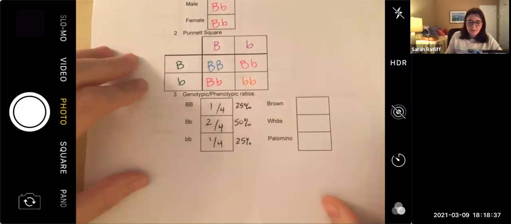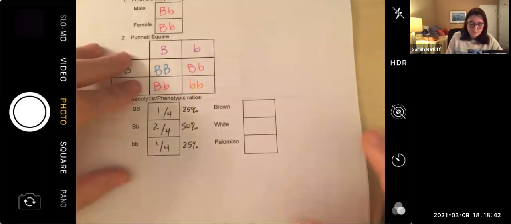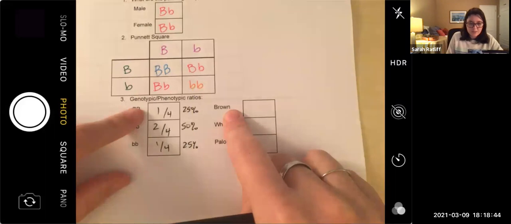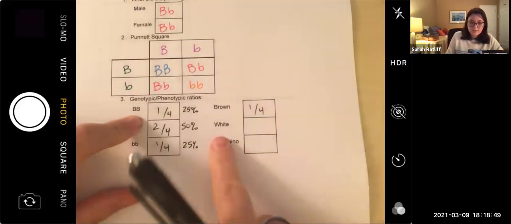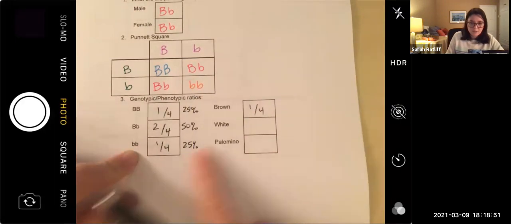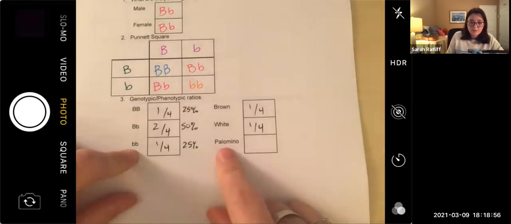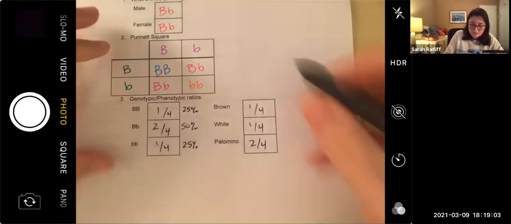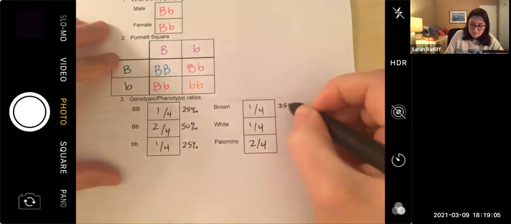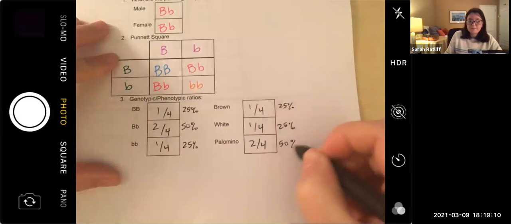Now let's look at our phenotypes. Focus, there we go. Brown is this big B. We have 1 of those. White is our little b. We got 1 of those. And our Palominos, our heterozygotes, we got 2 of those. If you like percentages, we got 25% there, we got 25% there, and 50% there.